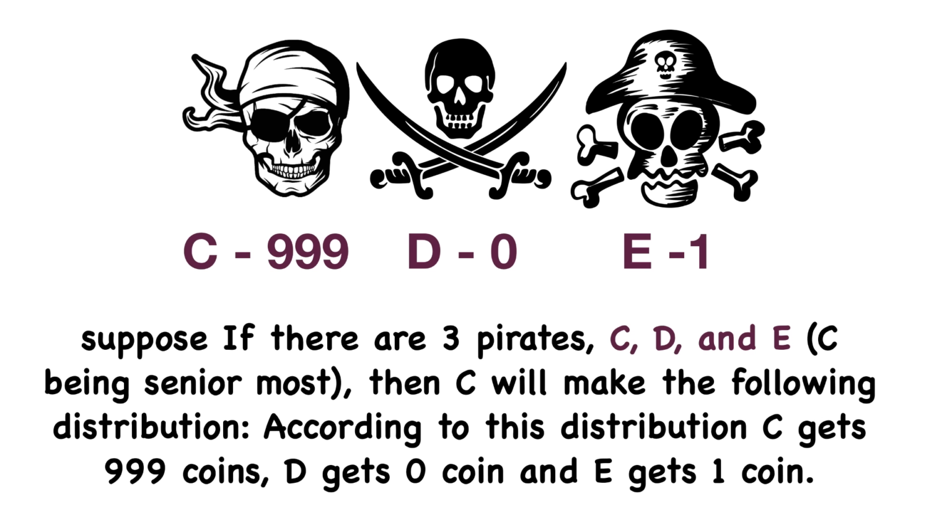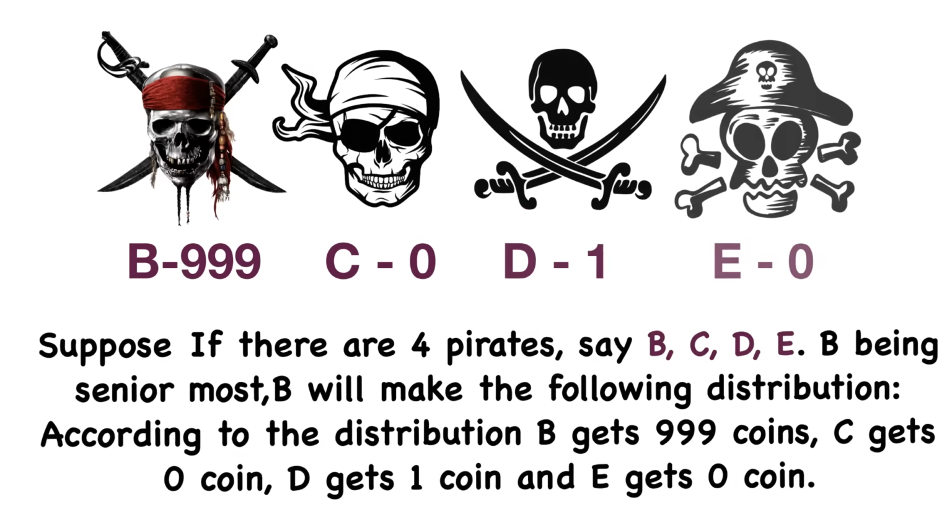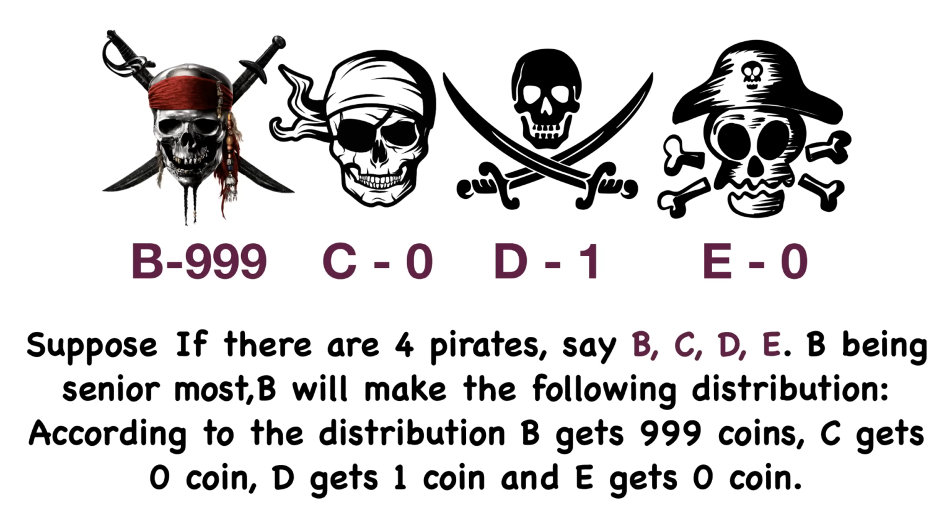He knows that if C dies, then D will make the next distribution and he will get nothing. Hence, E will also vote in favor because they want to maximize their profit. And the distribution is accepted because more than 50% voted in favor, that is 2 votes compared to 1 vote. So number 4, suppose there are 4 pirates, say B, C, D, E.